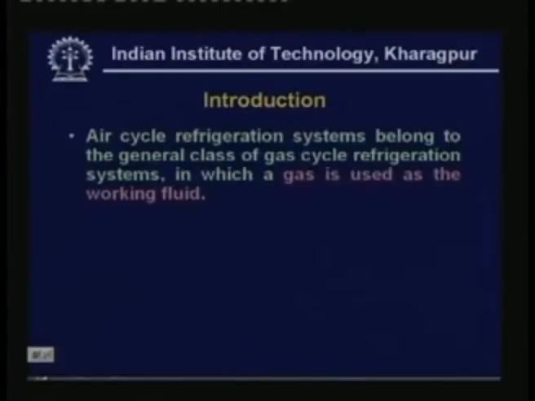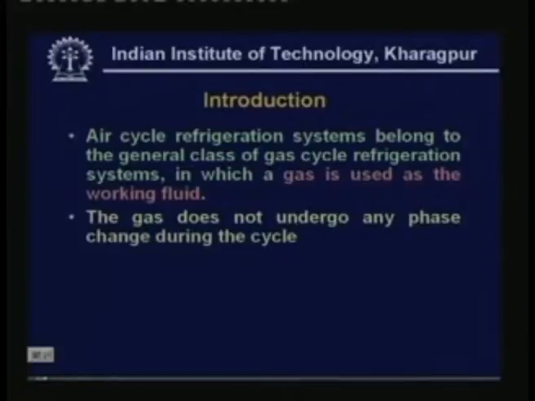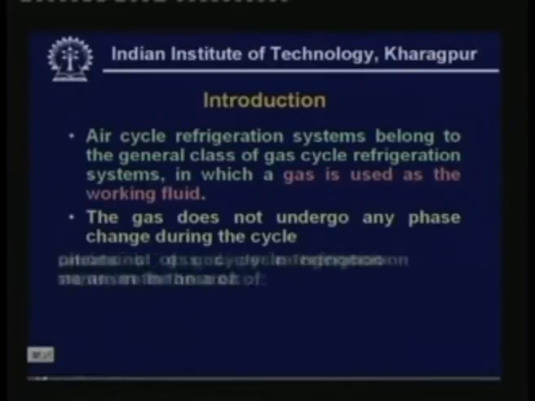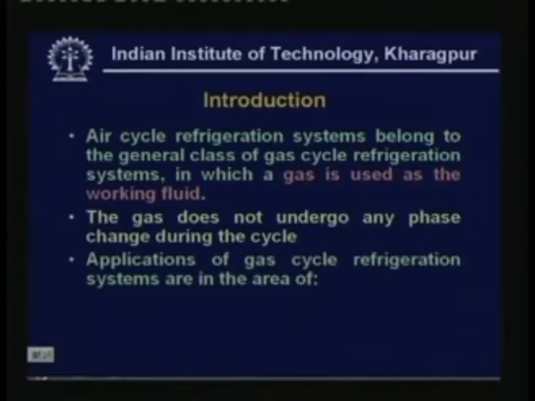Let me give a brief introduction. Air cycle refrigeration systems belong to the general class of gas cycle refrigeration systems, in which a gas is used as the working fluid. Here the working fluid is a gas, and this gas does not undergo any phase change during the cycle. That means all the processes in this cycle are essentially sensible heat transfer processes. There are no phase change processes.